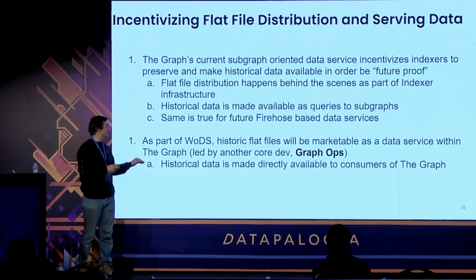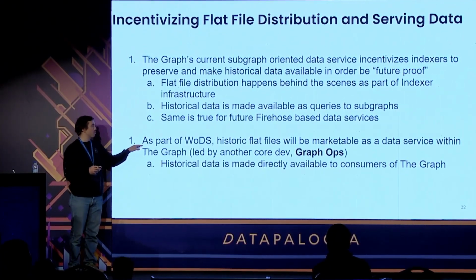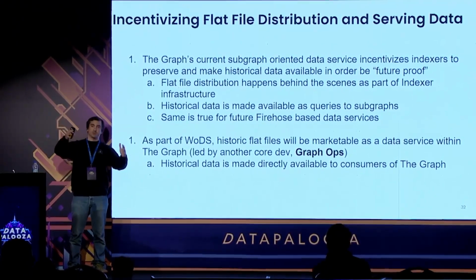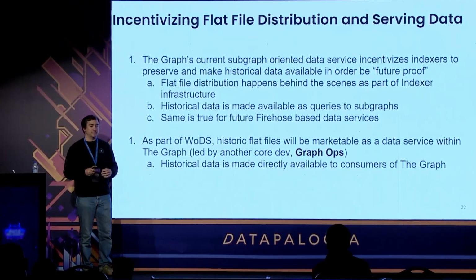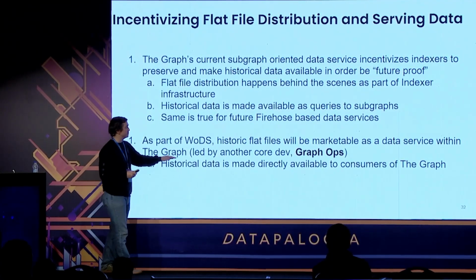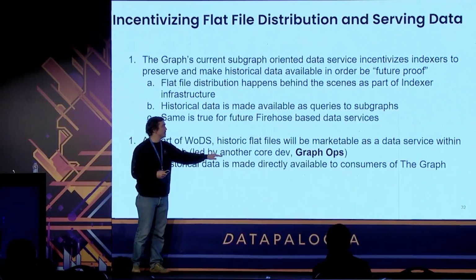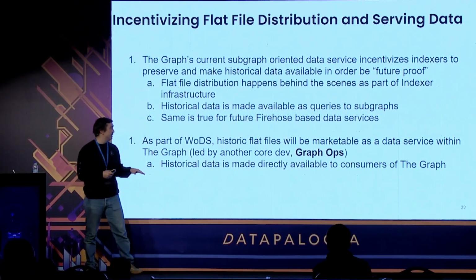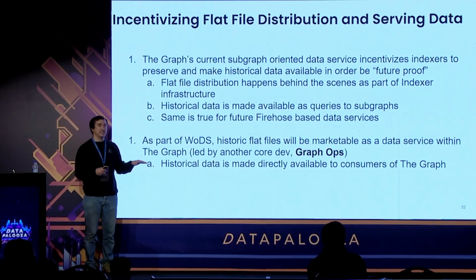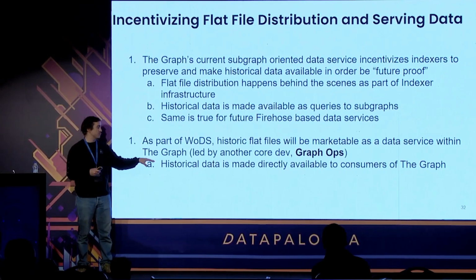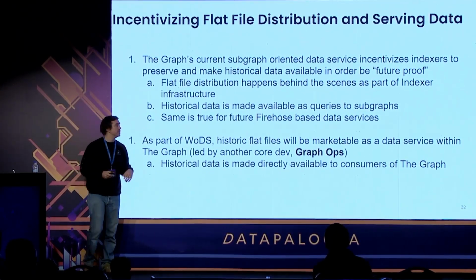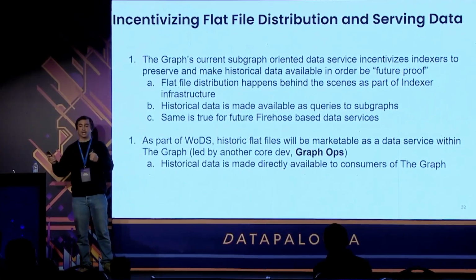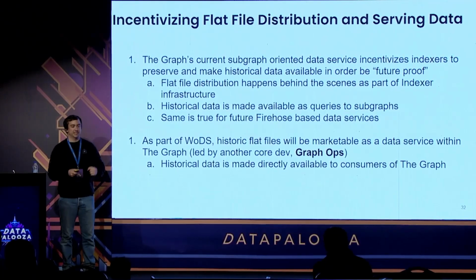The second argument is basically part of a world of data services. As we saw earlier in Adam's talk, The Graph is really expanding in scope in the type of data that it can provide. And one of those expansions, which is being led by GraphOps, is basically making historic flat files marketable as a data service within The Graph protocol. And so essentially what that means is these flat files themselves will be available for purchase for consumers of The Graph. So now you can directly download blocks as needed and verify.